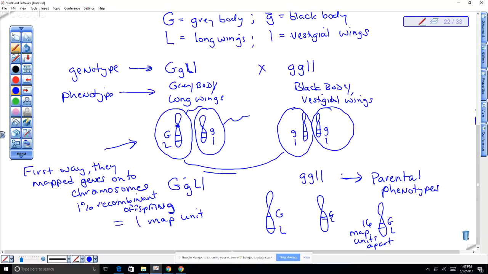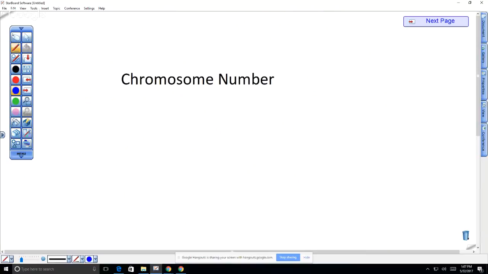So that's the idea of linkage, of linked genes onto chromosomes. Okay, so the last thing we'll talk about is something that we've already talked a little bit about, and this is the idea of chromosome number.